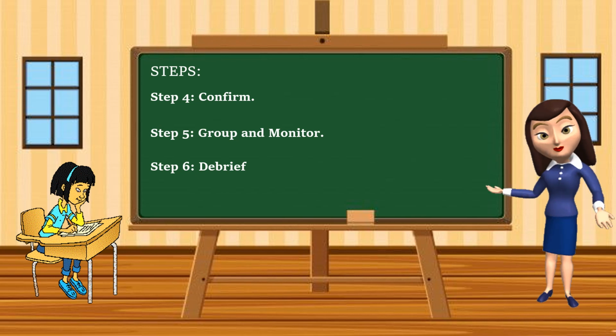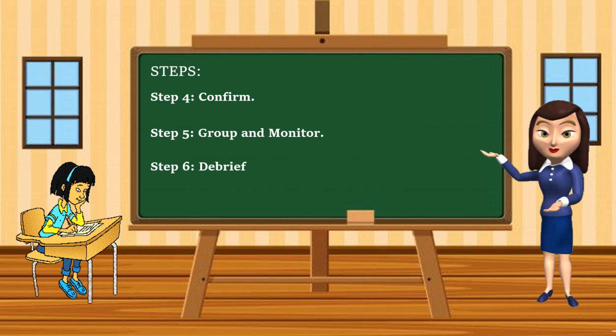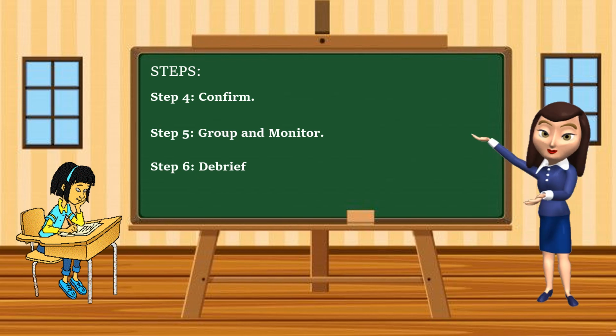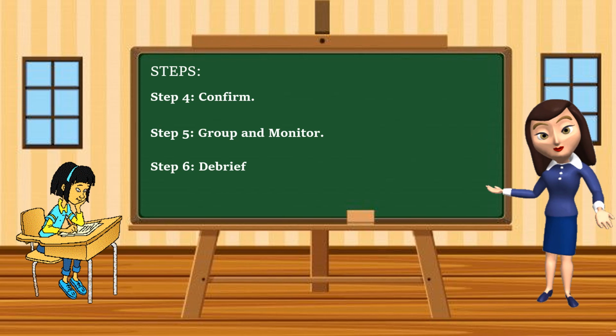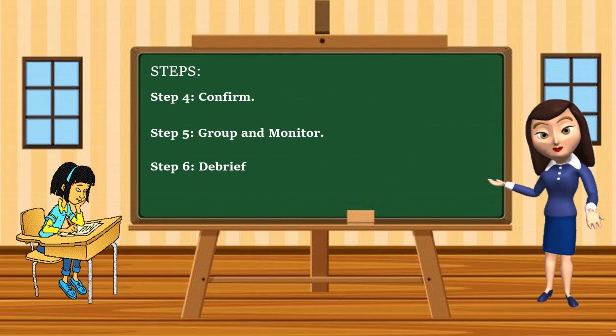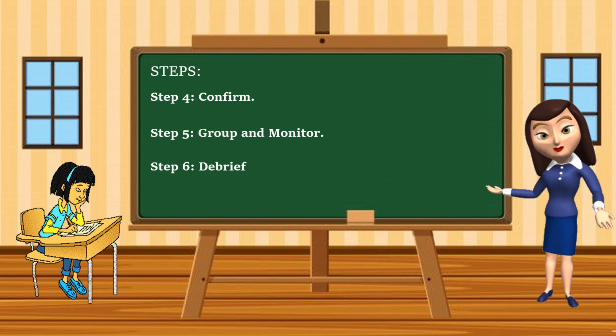Step 5. Group and monitor. So most activities will require that you group your learners. Using the outcomes from the quiz, you can now group students who have a stronger grasp on the concepts with those who may need some additional coaching. As the learners go through the activity, make yourself available to provide guidance and to ensure everyone is progressing.